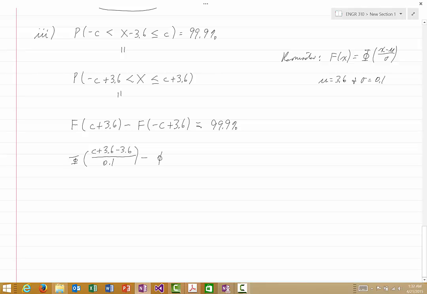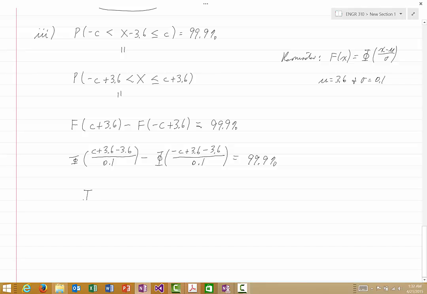minus phi of minus C, let's see, we'll have minus C plus 3.6 in the second case here, minus C plus 3.6 minus mu, so minus 3.6, over sigma, equals 99.9%.